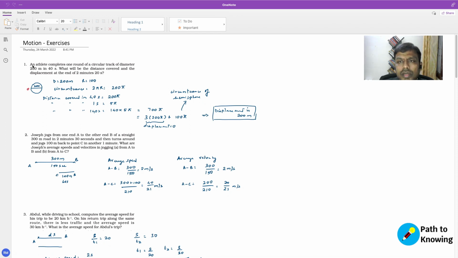The first problem is: an athlete completes one round of a circular track of diameter 200 meters in 40 seconds. What would be the distance covered and the displacement at the end of 2 minutes 20 seconds?